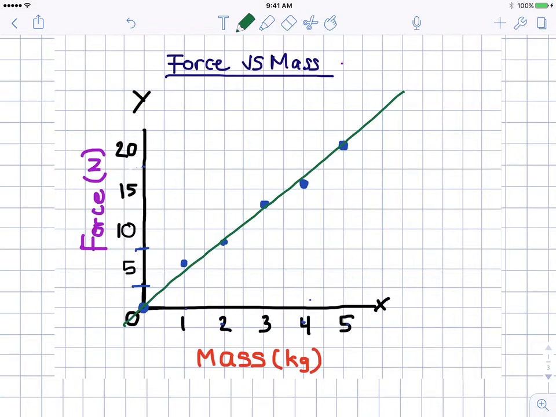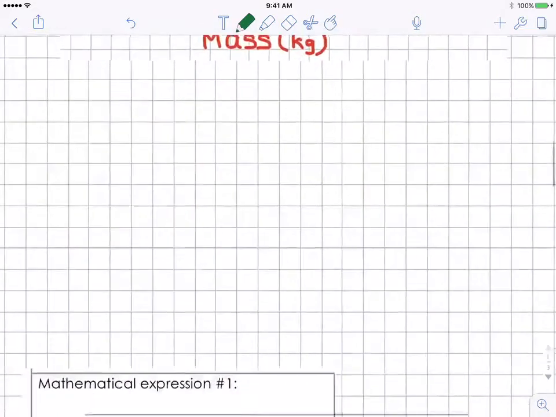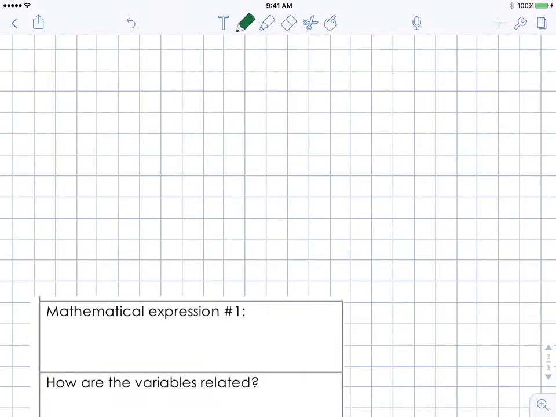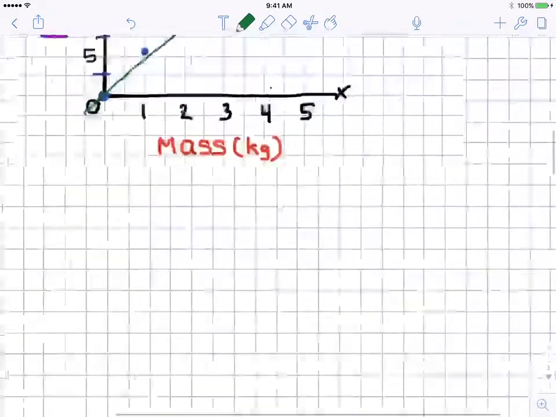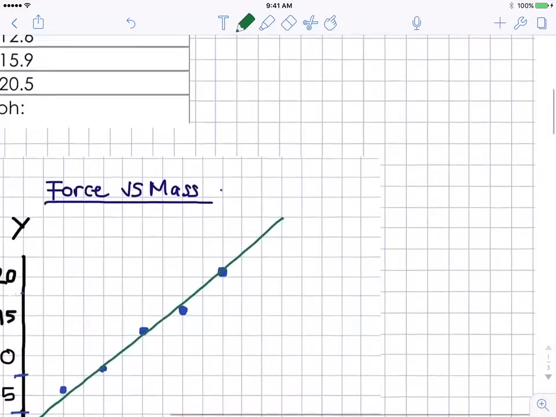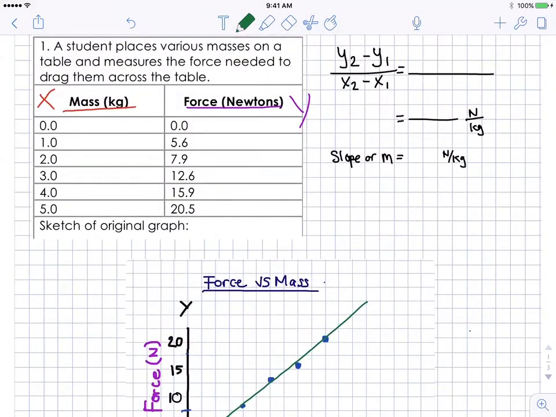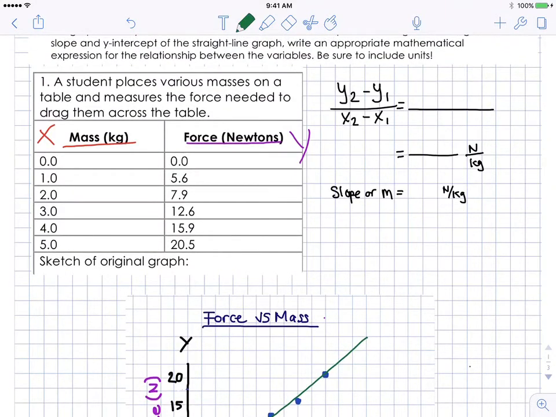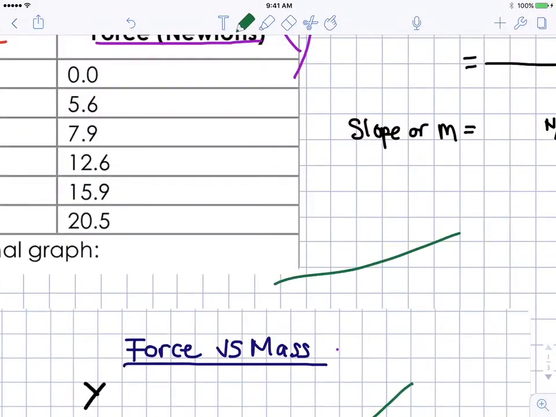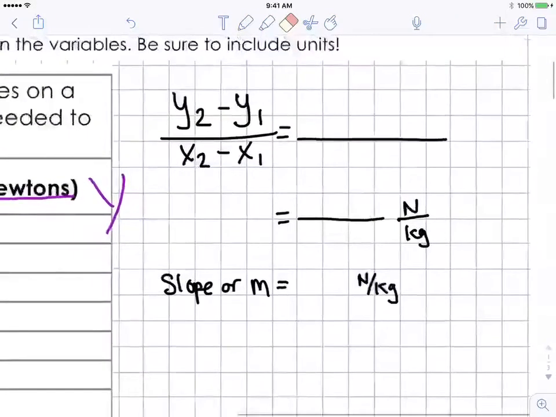All right, now with our best fit line, the next step was to make a mathematical expression, right? So it's saying here a mathematical expression or a mathematical model. I have set up a little spot over here to look at making our slope. So first thing you need to do is calculate your slope and then calculate your y-intercept, or visualize where your y-intercept is. So here I've done that. I have set up the equation for our slope. We have y2 minus y1 over x2 minus x1.